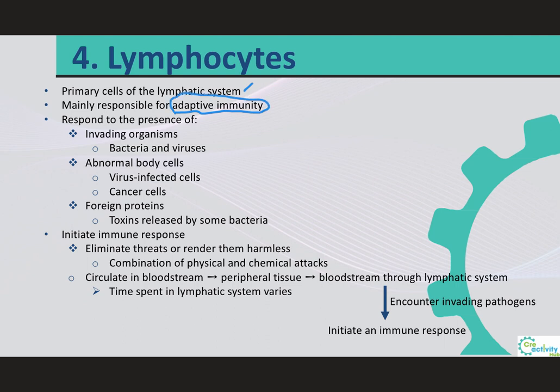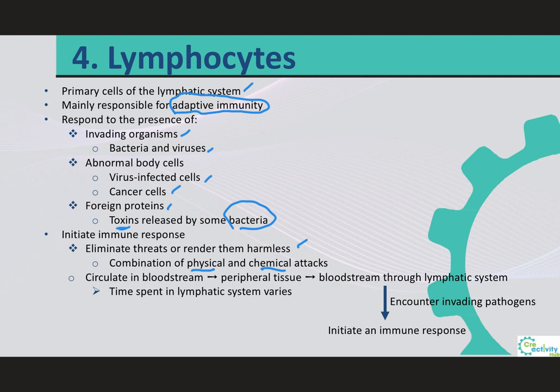They will respond to the presence of 3 things: invading organisms, such as bacteria and viruses; abnormal body cells, such as if you have a cell that has been infected by a virus or a cancerous cell; and also foreign proteins, such as, for example, toxins that might be released from some bacteria. Now, lymphocytes will attempt to eliminate these threats, or actually decide if they're harmless or not, by a combination of either physical or chemical attacks.